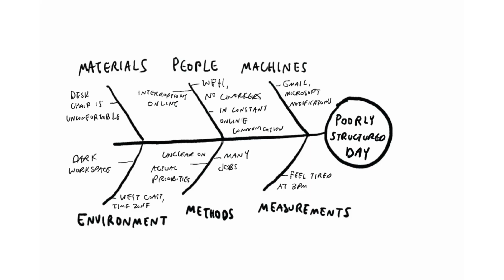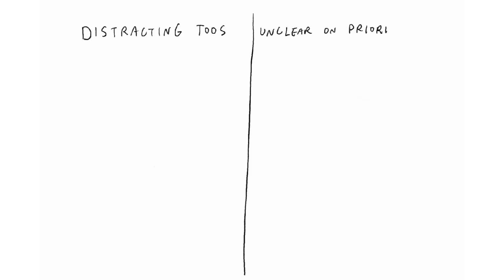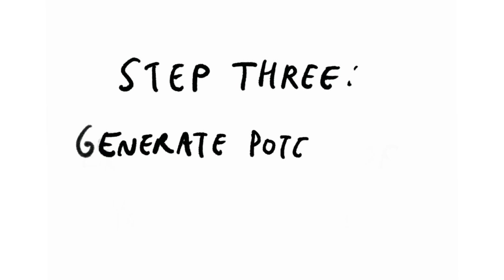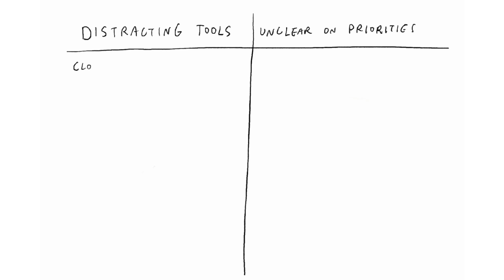Based on what I learned from my fishbone diagram, I narrowed it down to three probable major causes of my poorly structured day: distracting productivity tools, and then a lack of personal priorities. This is a point where we just start coming up with a list of potential things to deal with this issue. The more tailored your solution is for your specific issues, the more it will work for your life.